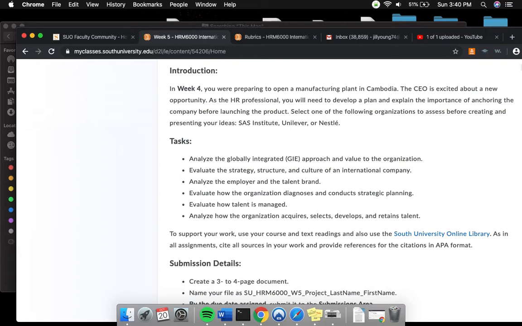So you're going to tell me what you think about the GIE approach and its value to the organization. And you're going to tell me about the strategy, structure, and culture of an international company. Analyze the employer and the talent brand. Talk about how the organization diagnoses and conducts planning, strategic planning. How does talent manage? And then basically, how do they acquire, select, develop, and retain talent? So what's their recruiting process, their selection process, their retention process? That's what you're going to talk about for one of these companies.